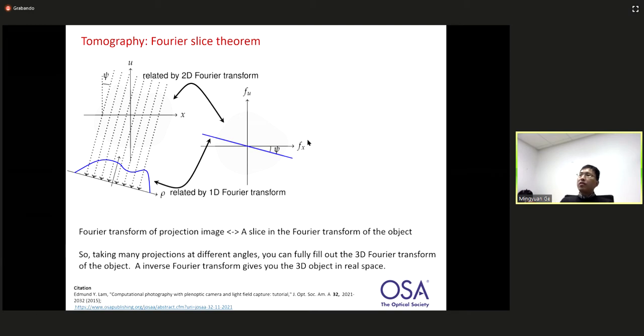So we know that an object in real space and in Fourier space have a one-to-one correspondence, which means if we have a full distribution of Fourier signals in Fourier space, we can do an inverse Fourier transform and get back to the object in real space. So for tomography, we take the image at all different angles, and the signals at different angles fill out the Fourier space. After filling out the 2D Fourier space, we do an inverse Fourier transform and get the real space object.